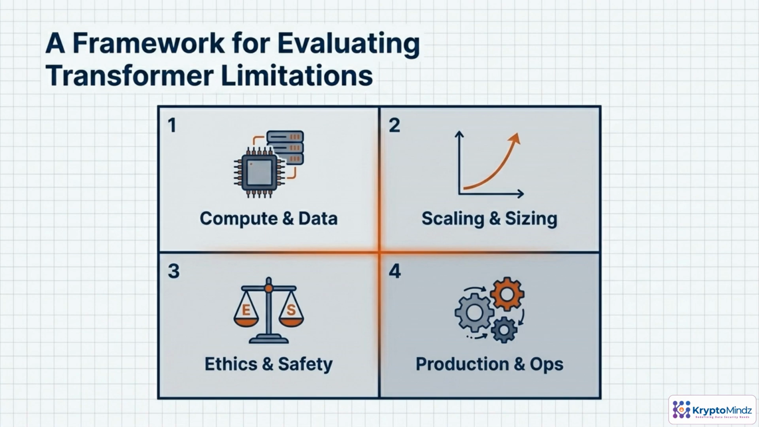To build a useful mental model, we'll group transformer challenges into 4 buckets. First, compute and data: how much hardware and training data you need, and what that does to cost and feasibility. Second, scaling choices: when making a model bigger actually helps, and when it just burns resources. Third, ethics and safety: bias, misuse, and harm reduction. And finally, production operations: latency, reliability, monitoring, and keeping models updated in the real world.